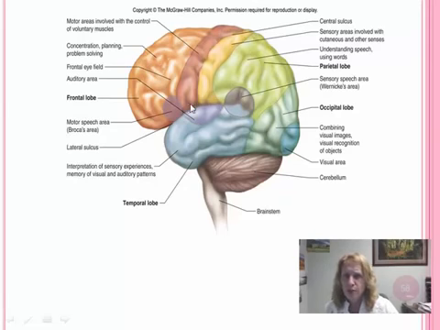Now, of the cerebral cortex, we have the motor area, and we have the yellow sensory area, and then the rest would be association area. So here is an area, a visual area. Here is a sensory speech area. Here is Broca's speech area. So these different regions of the brain have different functions.